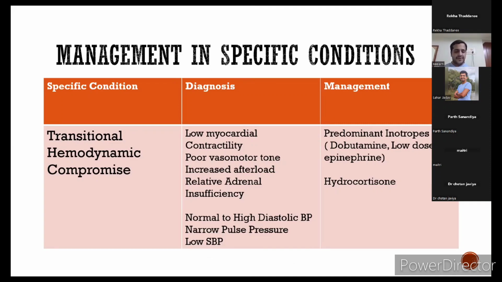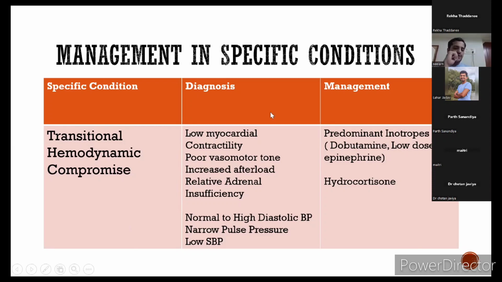Then, coming to the management in specific conditions: in different pathophysiological conditions, what will be the clinical findings and what will be the management? I'll try to go a bit fast because we are short on time. If you are dealing with a baby who has transitional hemodynamic compromise, that is, a problem transitioning from the in utero to the ex utero environment, mainly seen in extreme preterms or very preterms, your 1 kg, 800, 900-gram babies on day one of life, and that baby has shock, it is not septic shock. It is mainly because of this transitional hemodynamic compromise.